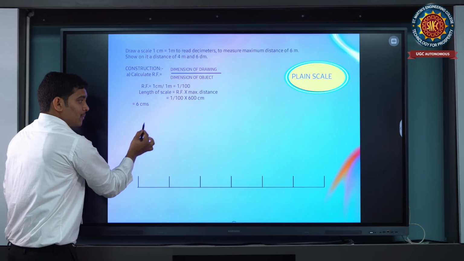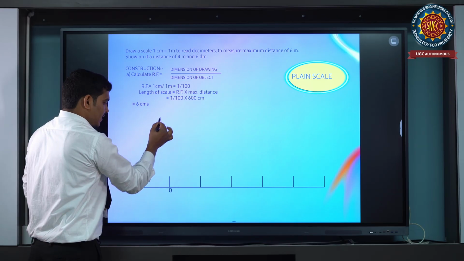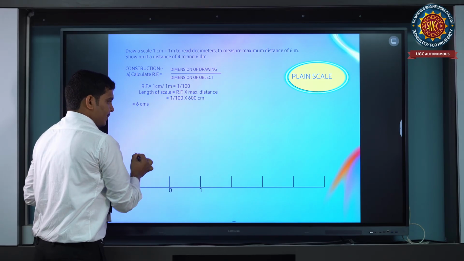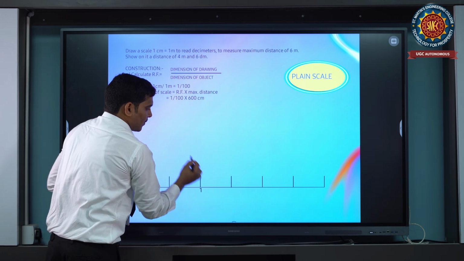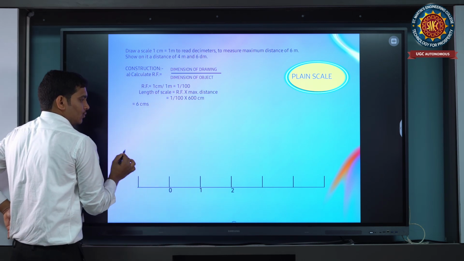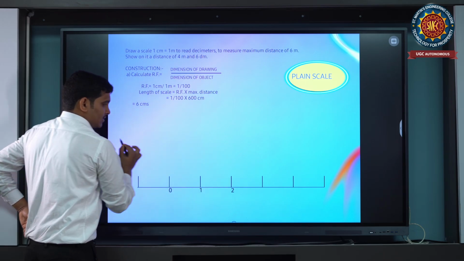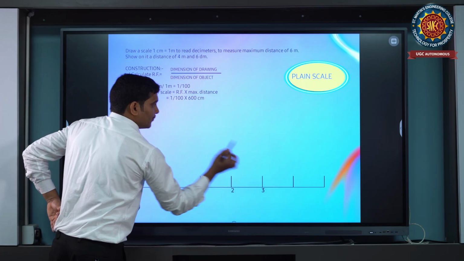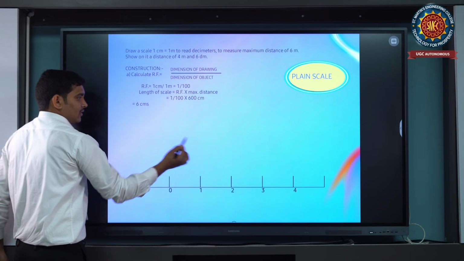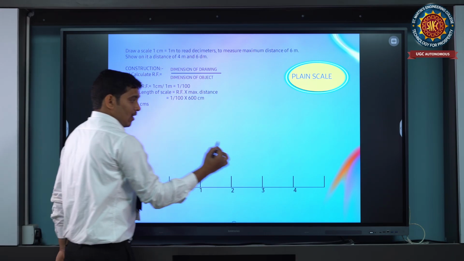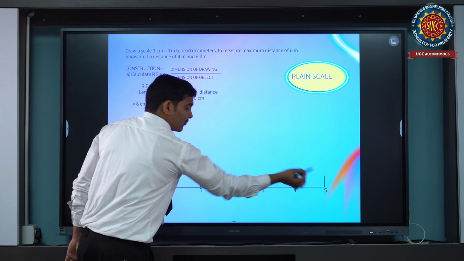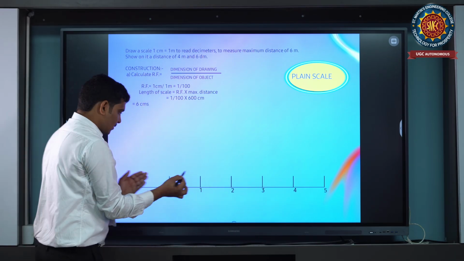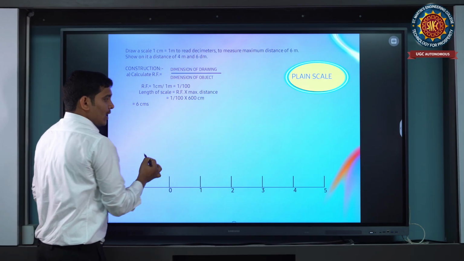Now in the 6 equal parts we need to mark dimensions. The first point you can take as 0, the second as 1, and the third as 2, and so on. Then the division from 0 to 1, which is in meters, we divide into 10 equal parts.